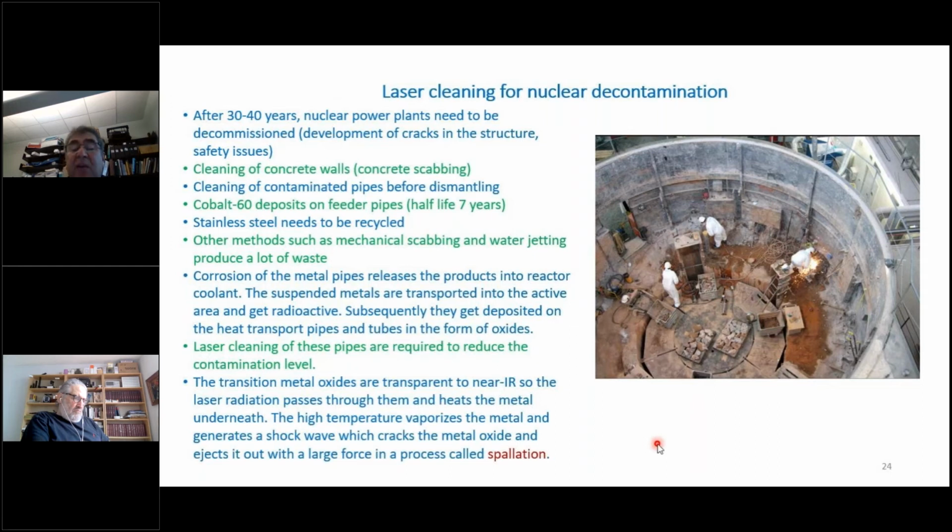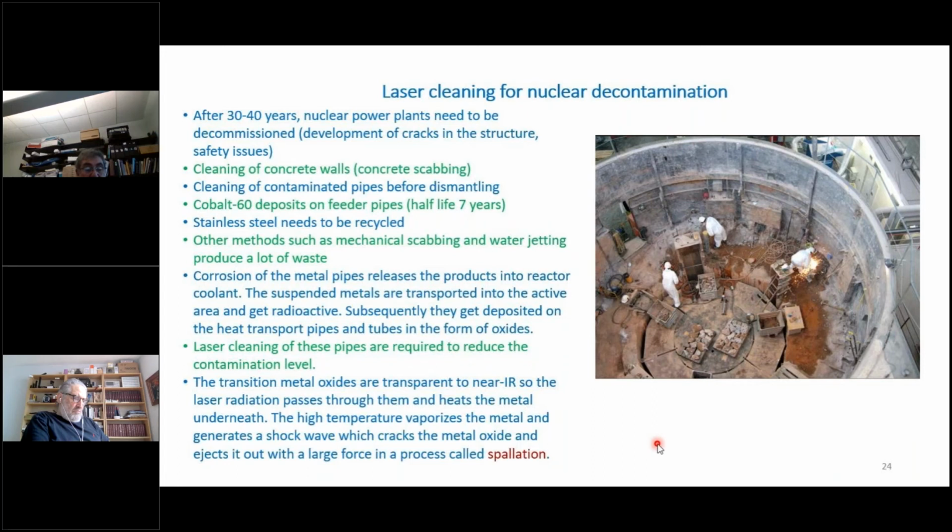So we rely heavily on nuclear power plants, the fission plants. The problem is that within 30 to 40 years, there will be some cracks developed in the structure, and if you want to dismantle it, you have to dismantle it after 30 to 40 years. You can't just throw the parts out because they're all radioactively contaminated. So the concrete walls need to be cleaned, and also the metals that are inside the plants, the tools, the pipes, they need to be cleaned and then recycled for the next generation power plants.